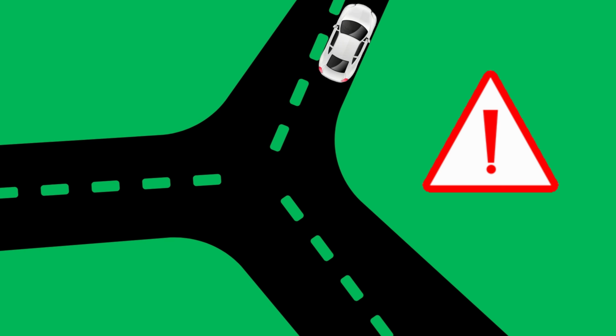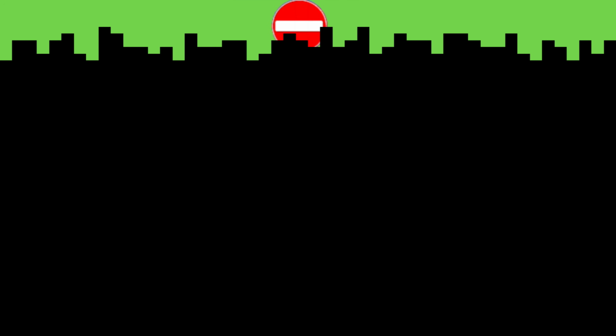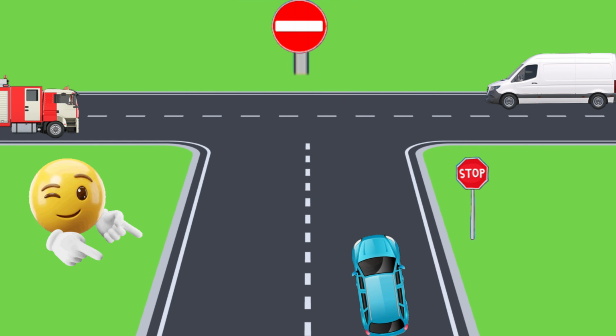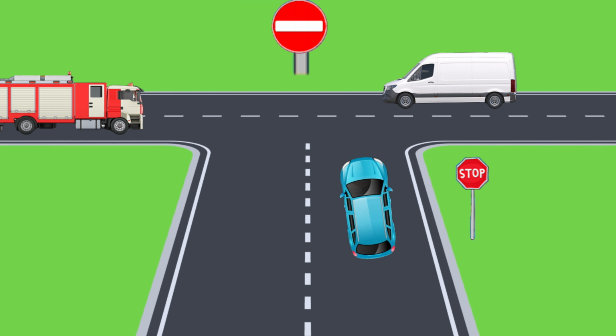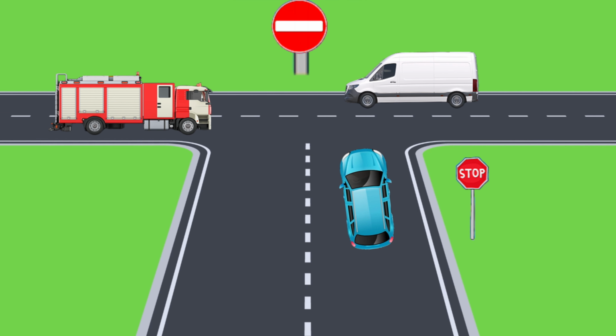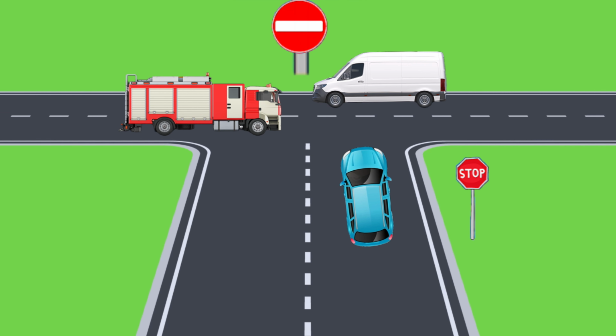Let's get started. First scenario, you can see an intersection where vehicles on the main road are moving freely, while a blue car is trying to enter the main road. What should you do?